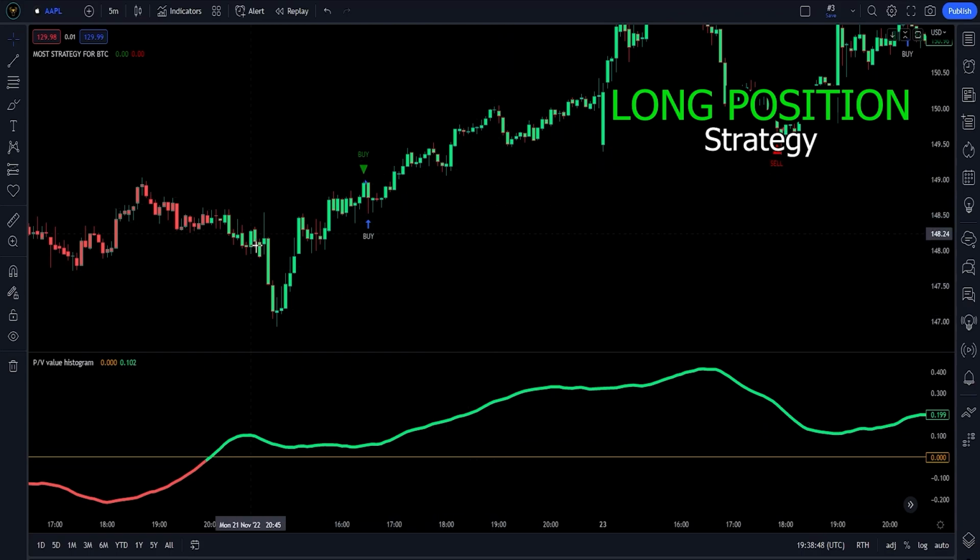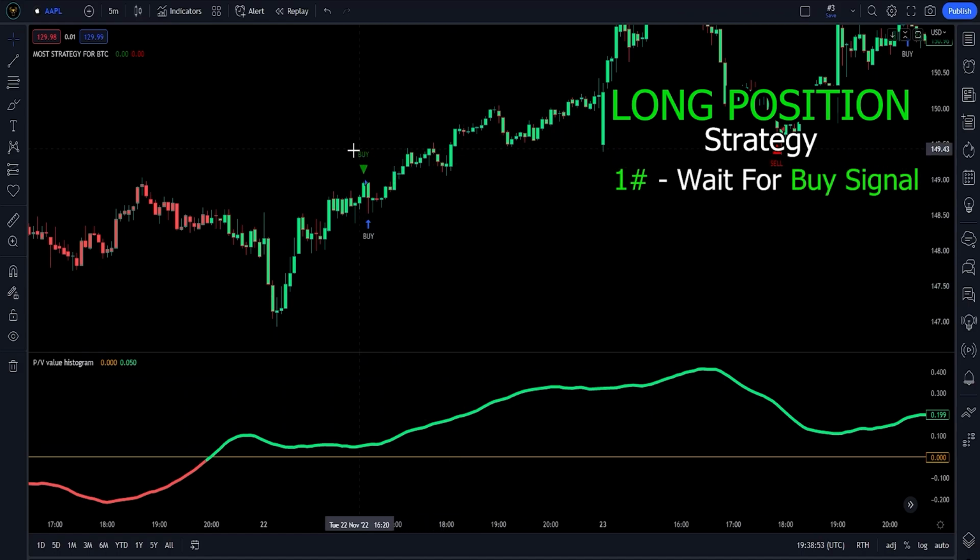Let me explain what 3 rules we will be using for this scalping strategy. Rule number 1, wait for buy signal. This signal is created by our Most Strategy with Alert indicator. This indicator creates buy signals, as well as sell signals, but for our long position we will pay attention only to this buy signal. This is probably the easiest rule of them all, but we need to check it first, because it is essential for our strategy, and without it we can't move any further.